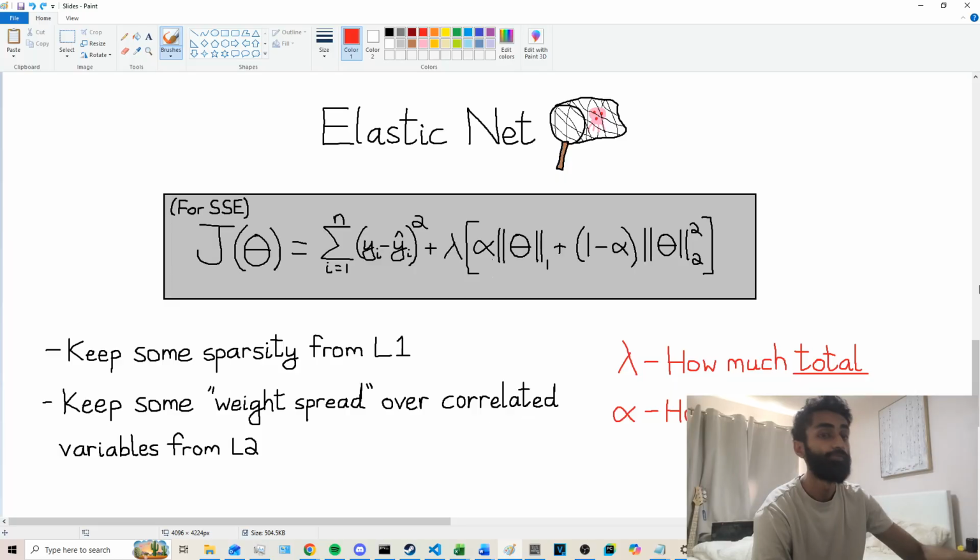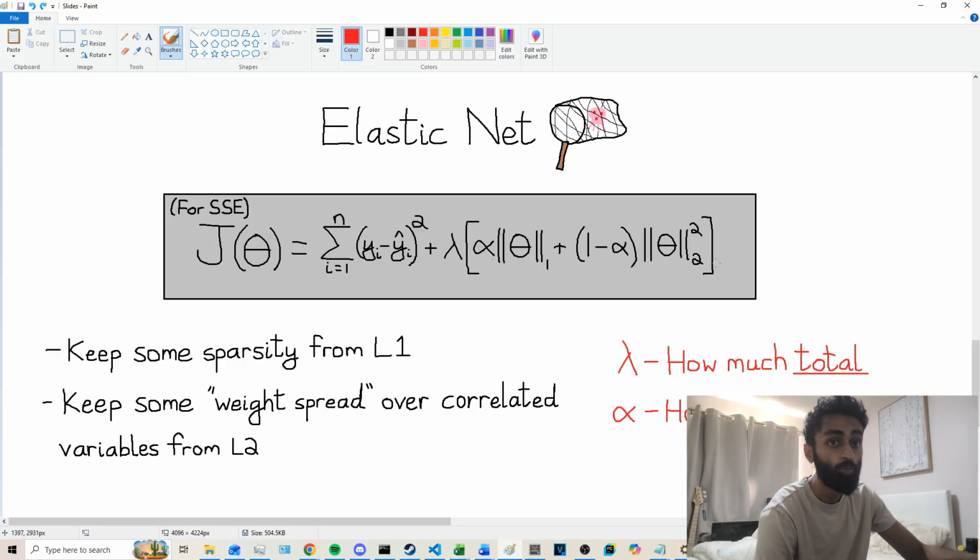So on top of our lambda term to change how much we're penalizing the weights, we have a second parameter, alpha, and alpha changes how much Lasso and how much Ridge we want to include. So it changes the proportions of the two. When alpha equals 0, this L1 norm term disappears, and this L2 norm term is just 1 minus 0, so it's just the entire term. Conversely, when alpha equals 1, you get just the L1 norm term, and 1 minus 1 goes to 0. This L2 norm term disappears.